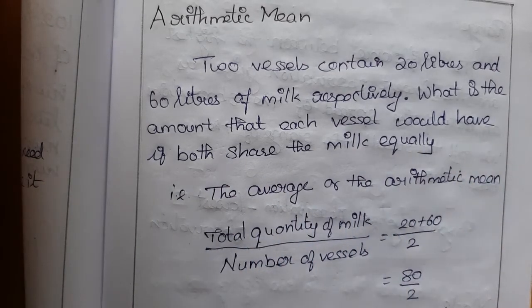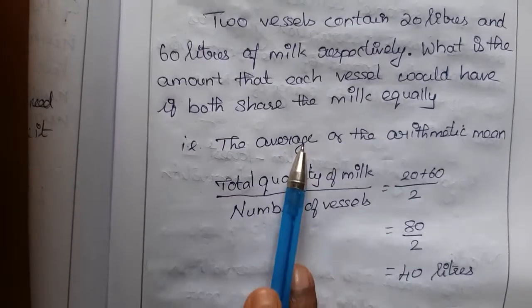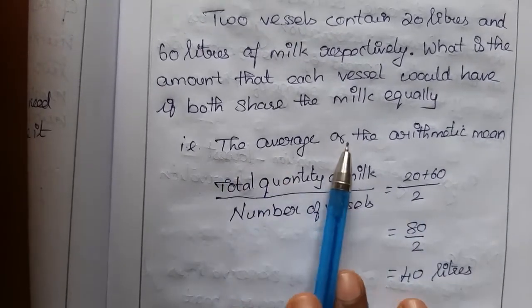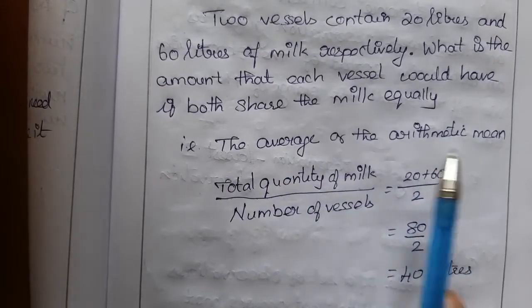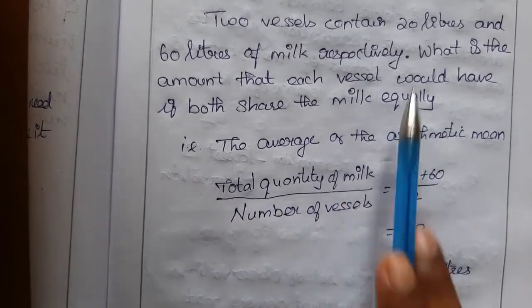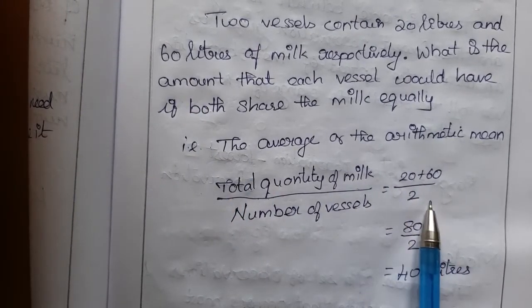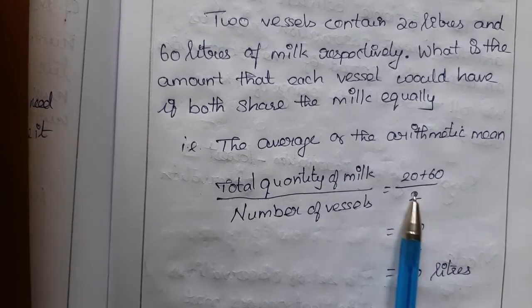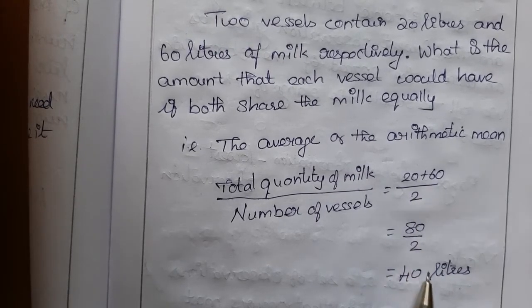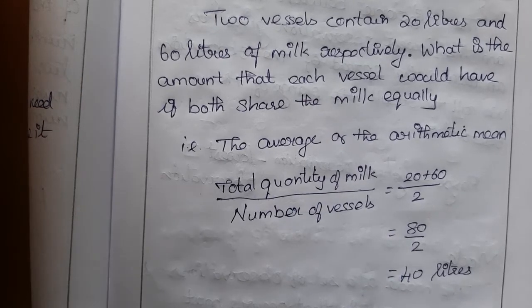So how will we do it? Obviously we'll add and divide by 2, right? If you add, we will get the total amount of milk, and if you divide by the number of vessels, that is 2, it will be equally shared, right? So this is called the average or arithmetic mean. Total quantity of milk divided by number of vessels. Total quantity is given as 20 liters and 60 liters. So 20 plus 60 divided by the number of vessels, 2 vessels only we have. 60 plus 20 is 80. 80 by 2 is 40 liters. So each vessel will have 40 liters.